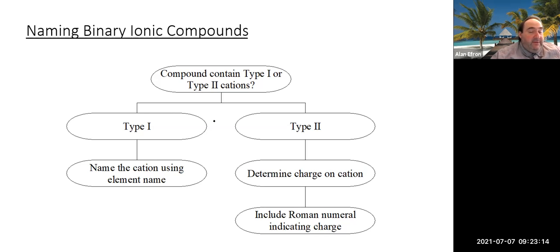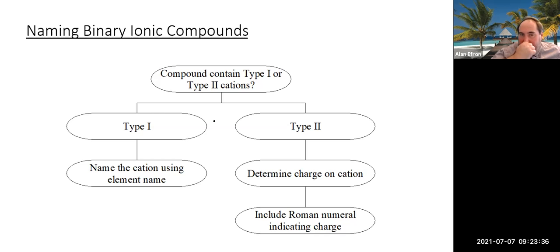And type 2, obviously, you do need a Roman numeral. And again, it's because they can have variable charges. So you're simply telling somebody, hey, in this case, we're dealing with a +2 or +3 charge. When we have fixed charges, you don't need to tell people what the charge is. They should know because it could only have one type of charge.